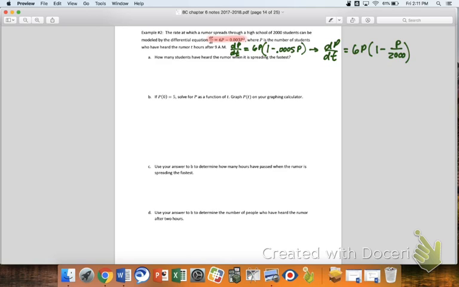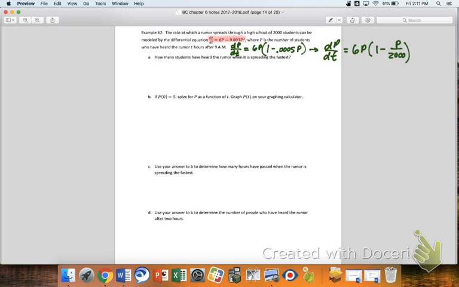Why would the carrying capacity be 2,000? That's how many kids are in the school. You can't have 2,005 who have heard the rumor, unless 5 people are born in between. Who knows, people are getting cloned, maybe it's in science lab, whatever.